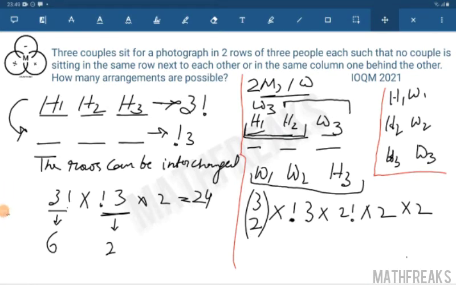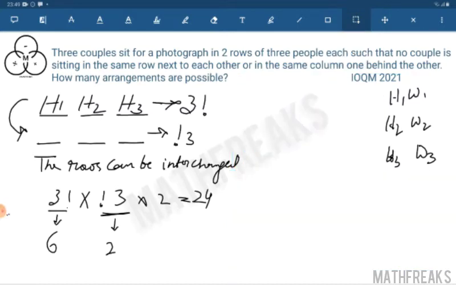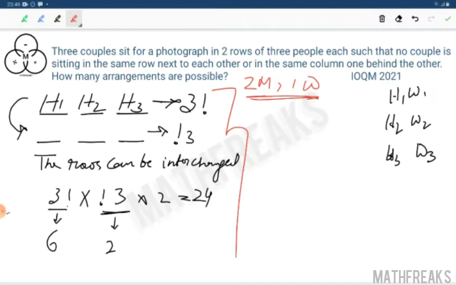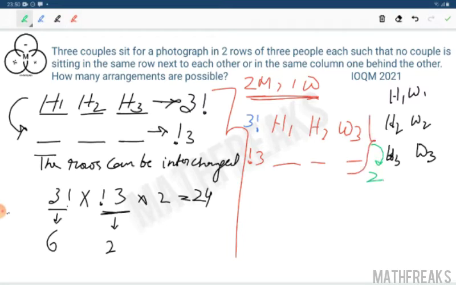Well, let's think about it in a little bit different way. We will take the case of 2 men, 1 woman. First case we are taking H1, H2, W3. They can be arranged in 3 factorial ways. The possible derangement here, subfactorial of 3. And they can be interchanged among themselves, which gives us 2 factorial ways. So for H1, H2 only, we will get 3 factorial into subfactorial 3 into 2 factorial, this is 24.